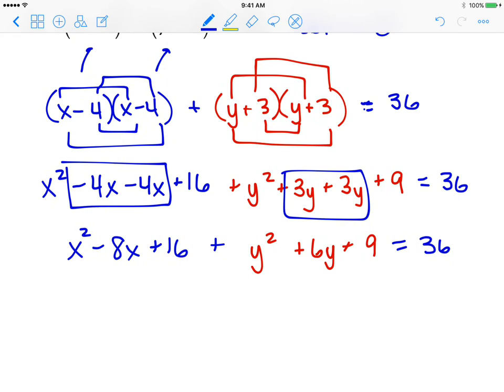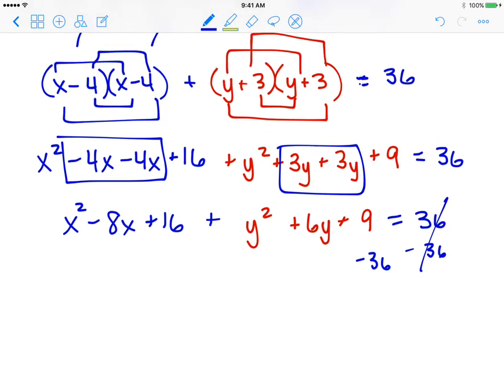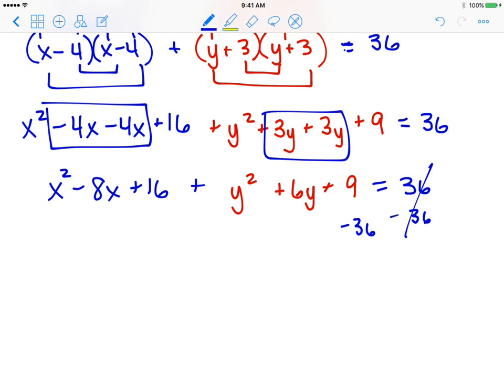Now we want to start kind of putting everything together. So we want to go our quadratic terms first, then our linear terms, then our constant terms. Okay, we're going to move 36 over because our equation needs to be set equal to 0. Right? And we're going to write it in order: quadratic, alphabetical, linear, alphabetical, constant. So I got x squared plus y squared minus 8x plus 6y, and then 16 plus 9 is 25. 25 minus 36 is negative 11 equals 0.